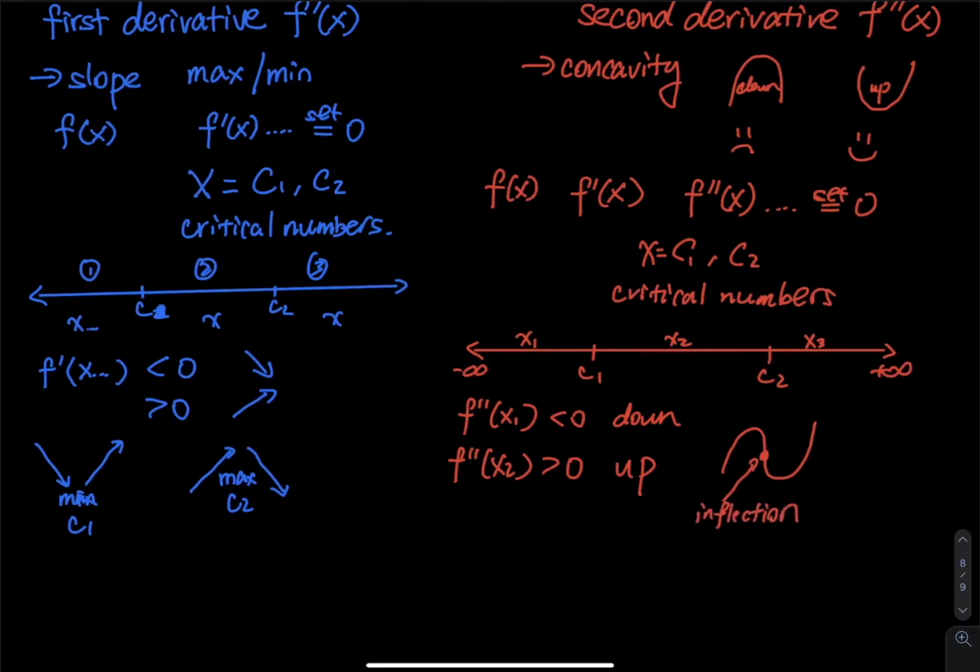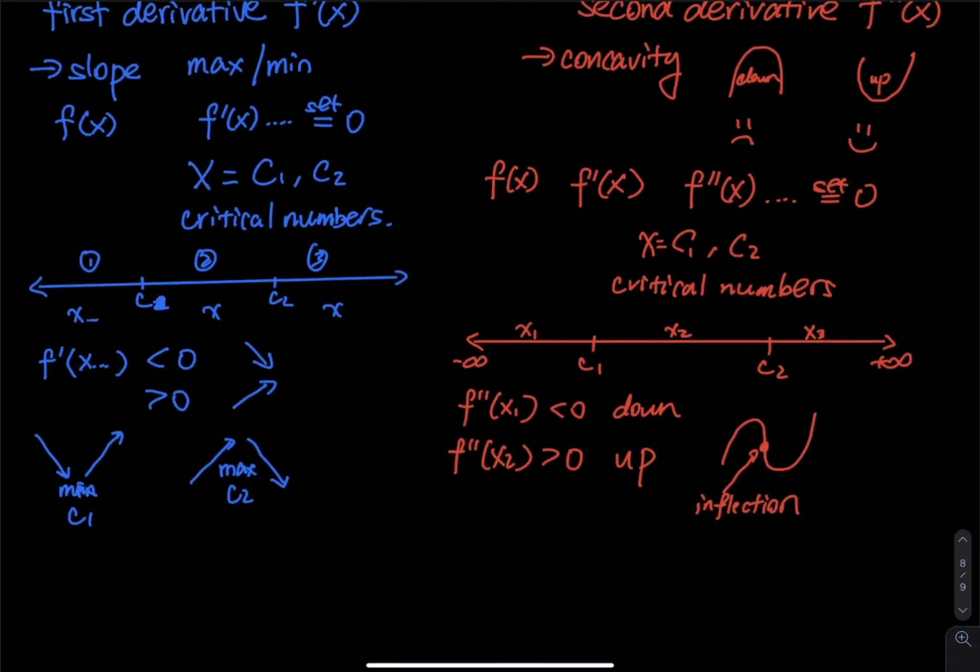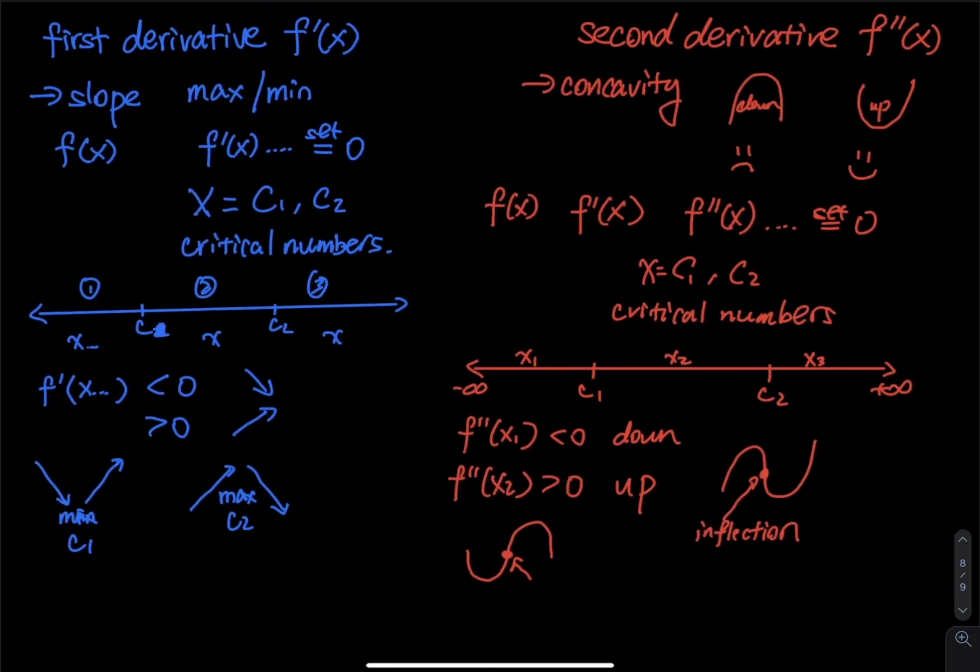What if you go from concave up and then to concave down? Then this point is also an inflection point. Now, the second derivative test, the stuff that you just saw in red, is not really the second derivative test. The second derivative test is where we are trying to combine the first and the second derivative.